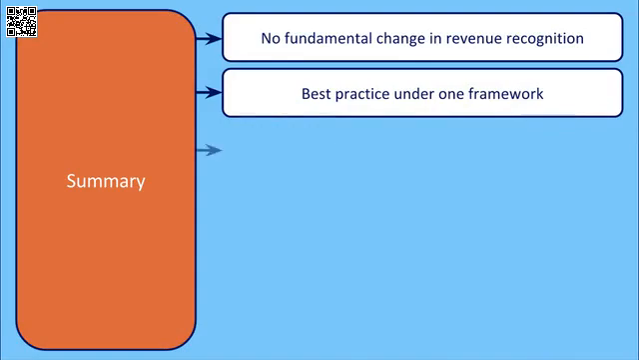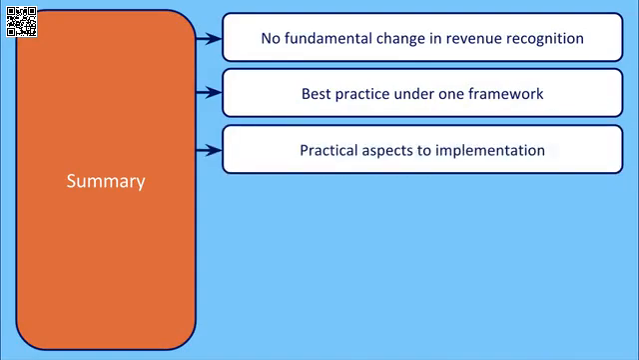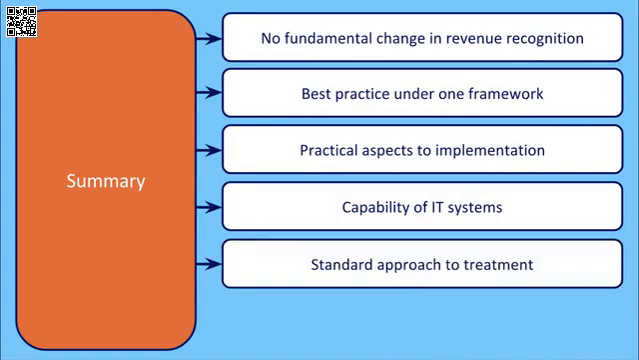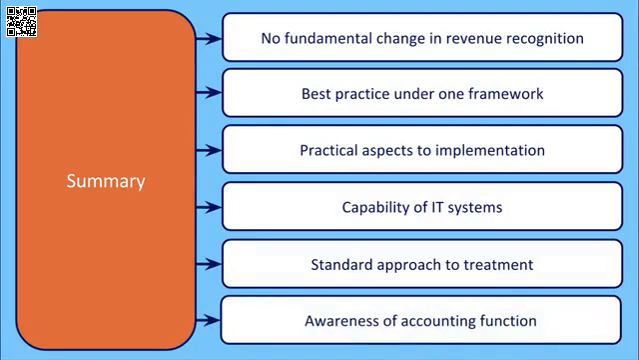However, there are still practical aspects to implementing this standard which must be considered by the entity. It must ensure that IT systems are capable of recognizing the separate components of a bundled package, and it must ensure that there is a standard approach to the treatment of the transaction between legal contracts, sales staff, and the accounting function. Where this is not the case, the accounting function must be fully aware of the differences so that the correct treatment of revenue recognition can be applied.